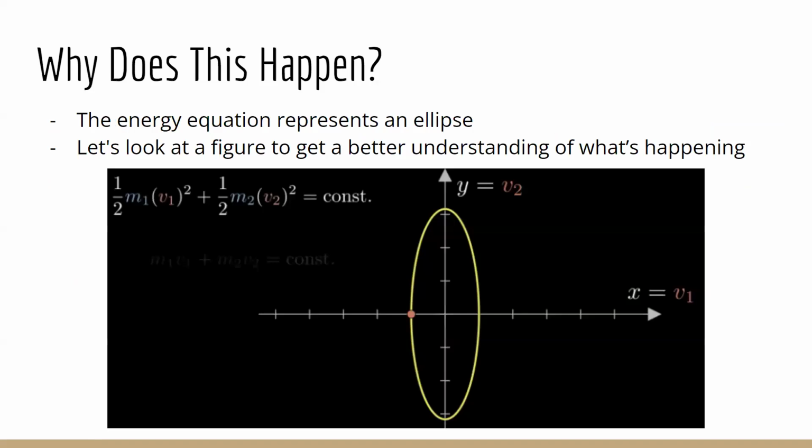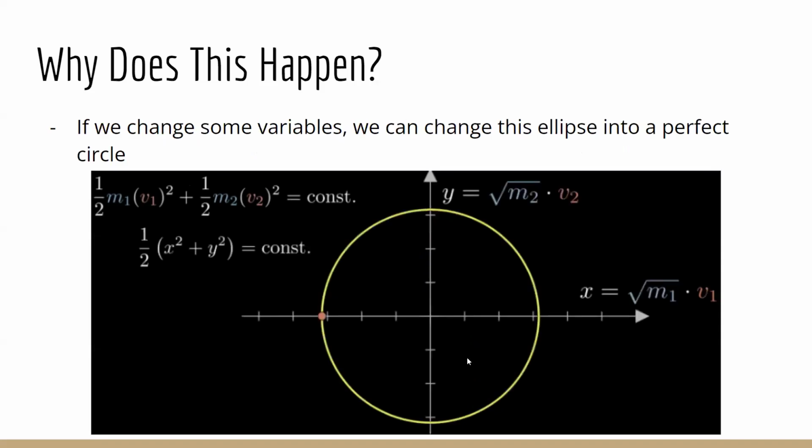So looking at the energy equation, which we have that on the top left now of this figure, this is actually on a graph. This represents an ellipse. But since we're in the search of pi, we're going to try and make this a circle by changing some of these variables. So if we let y equal something different and x equal something different, that'll change our formula here, but we're going to get a perfect circle. So if we change y to this and x to this, now our new formula is 1/2 x squared plus y squared, which we know as a circle.